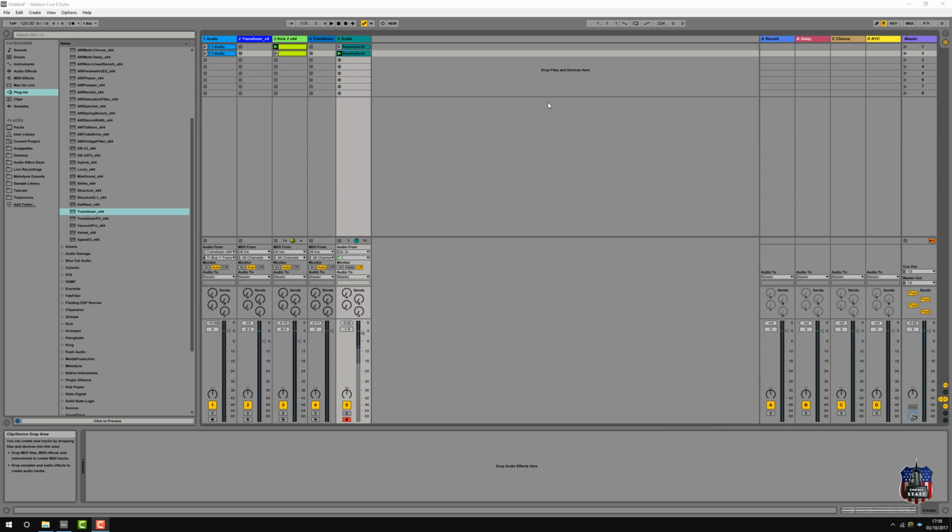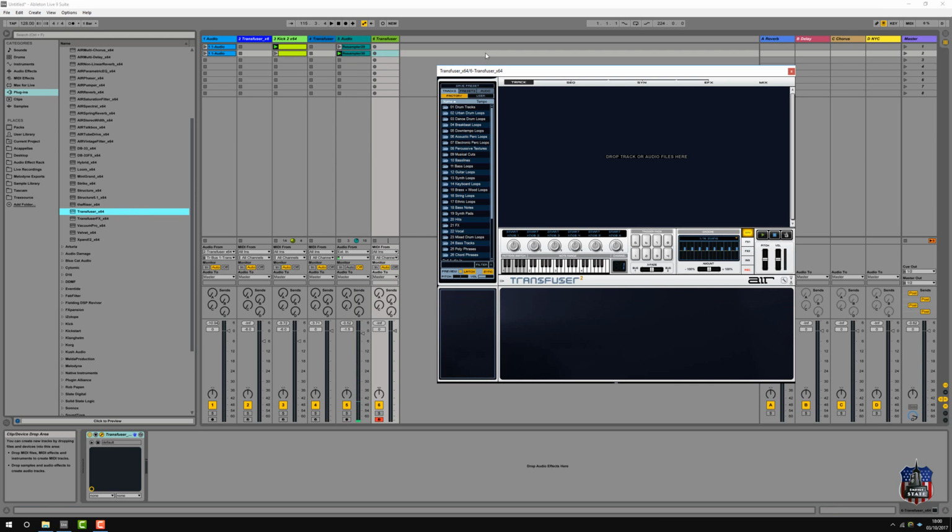Okay, so following on from the previous video, I've got a question asking about routing and some of the processing using Transfuser. So I'm just going to demonstrate really what I use it for and some of the presets. So just load Transfuser, and this is the track idea that I was playing with.